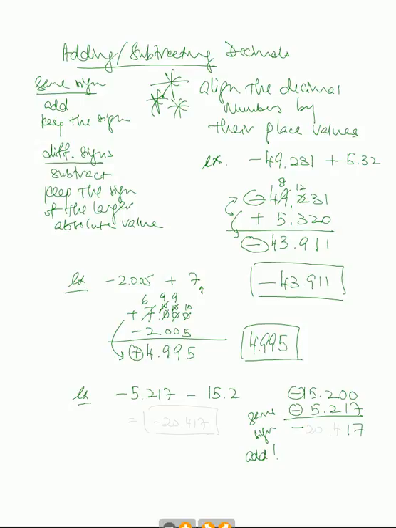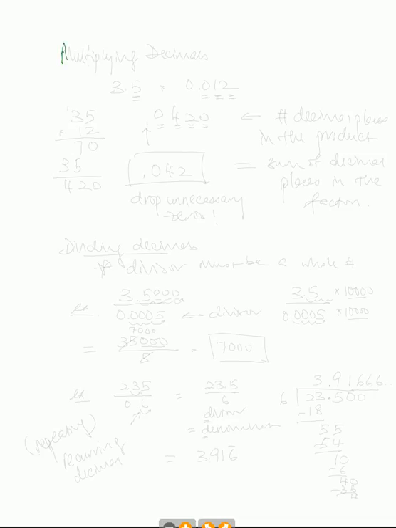So adding downwards, you have 714, and 15 with 5 is 20. So the answer to this question is negative 20.417.